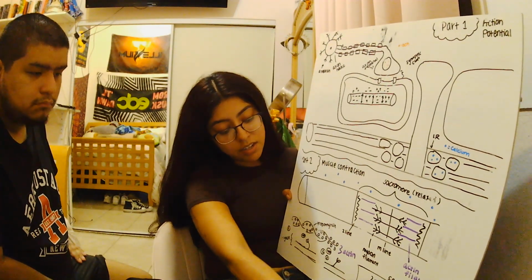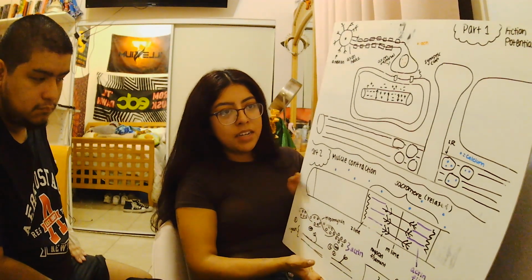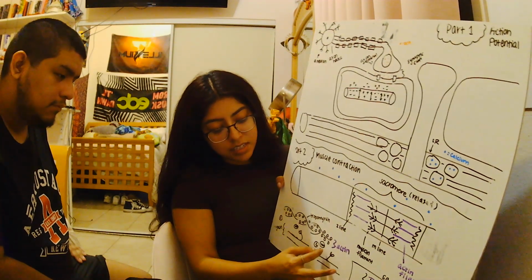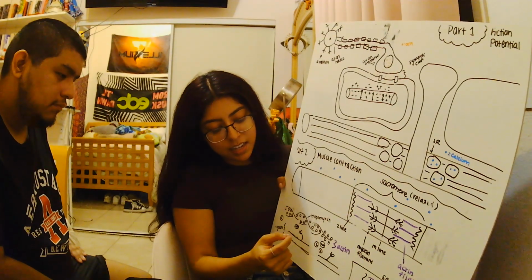So the power stroke basically slides the filaments towards the M line, so it brings the Z lines closer, and this shortens the muscle. And in order for this to happen, myosin needs something called ATP. ATP is almost like a charged battery that's going to attach onto the myosin, and it's going to enable it to have that power stroke. And once it does that, it's going to release something called ADP and phosphate.